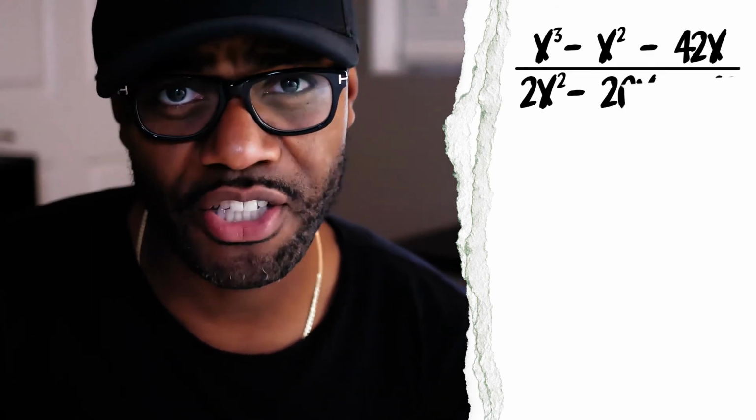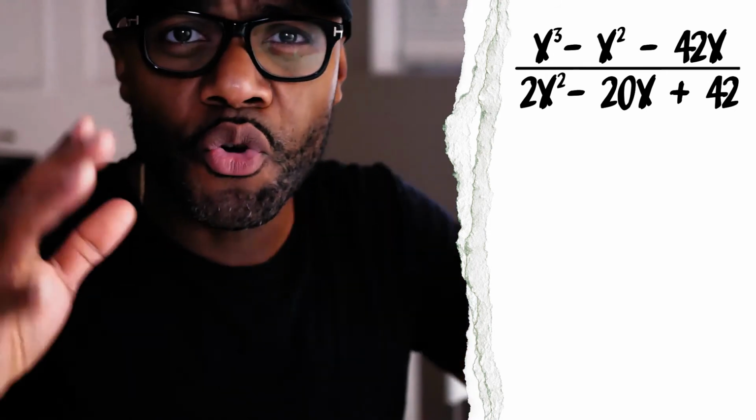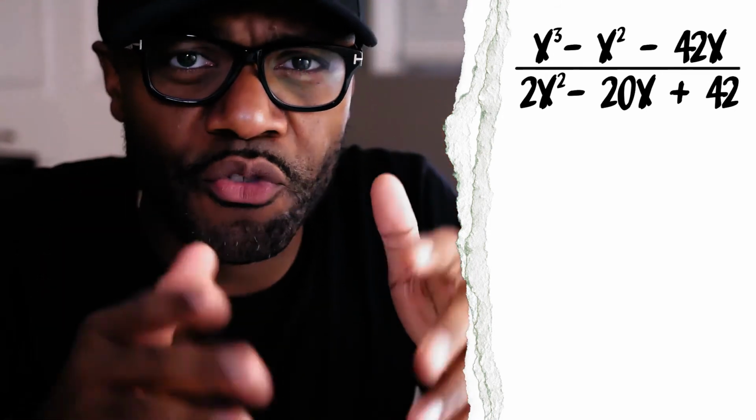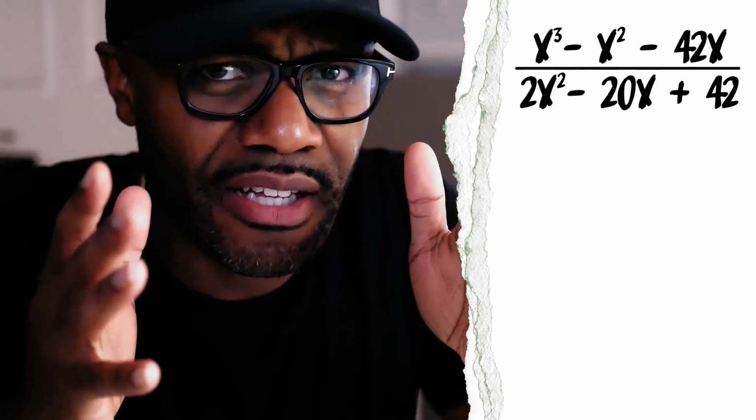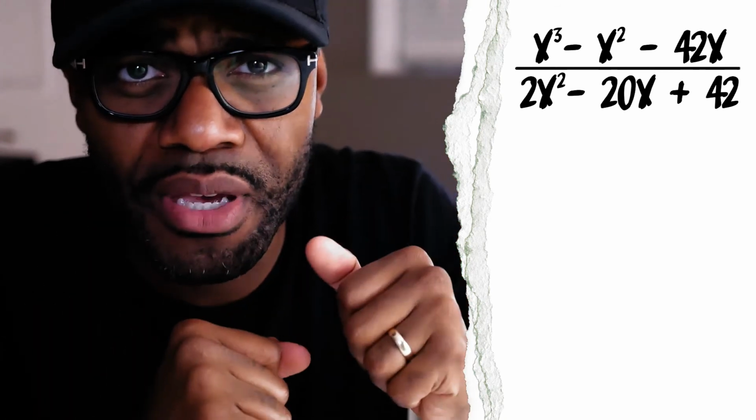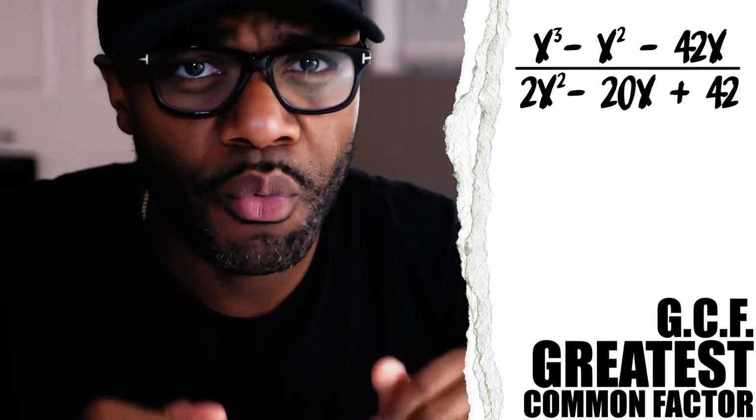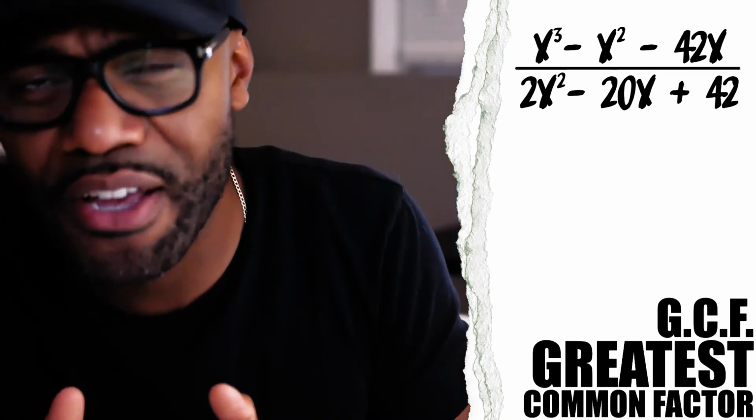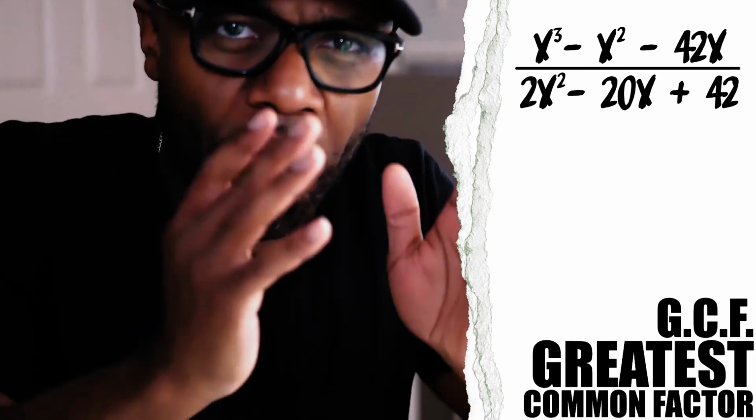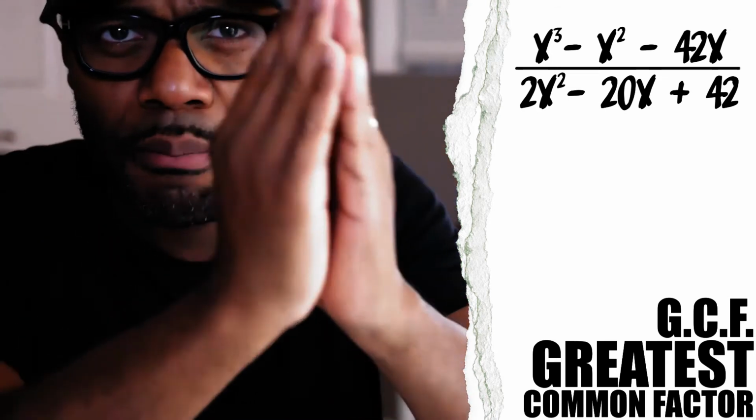Problem number 3. It reads this: x to the third minus x squared minus 42x over 2x squared minus 20x plus 42. Our numerator will need a form of factoring we hadn't discussed in detail, but we did go over a little bit last time, known as GCF. We need to be able to find the greatest common factor, the greatest number that can go into all three of our terms. Boom, boom, boom.